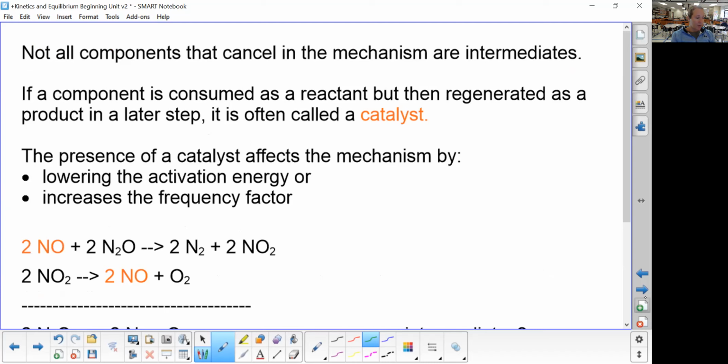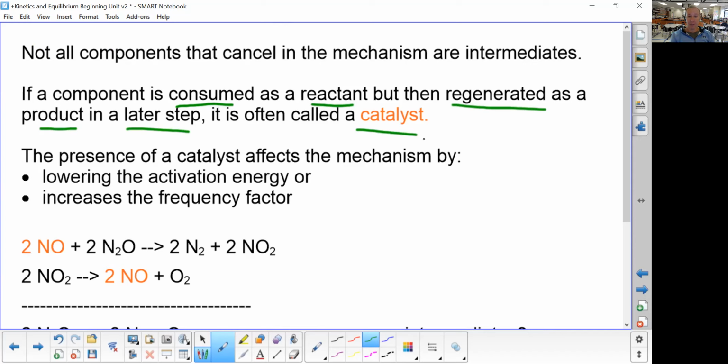Not all components that cancel are intermediates. It's only if something is made and then consumed. But if a component is consumed as a reactant but then regenerated as a product in a later step, we call that a catalyst. So a lot of you have been asking, what is a catalyst?